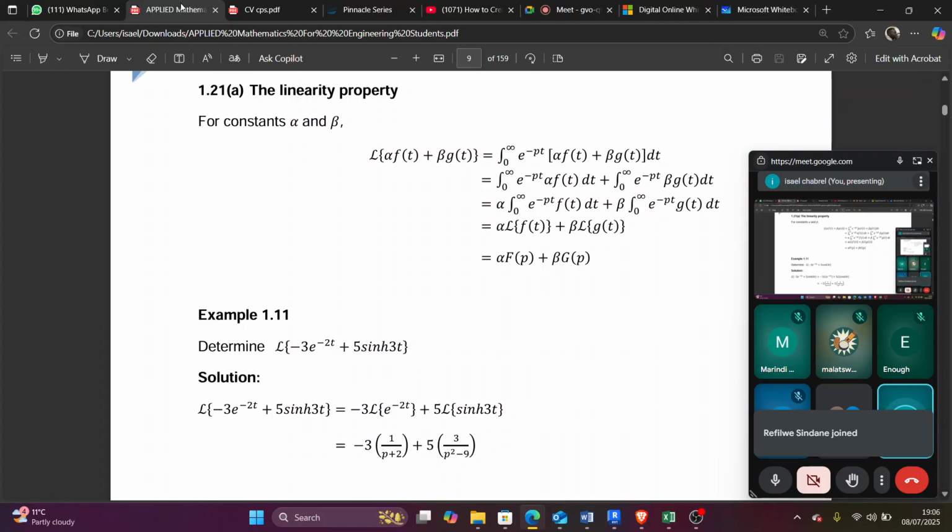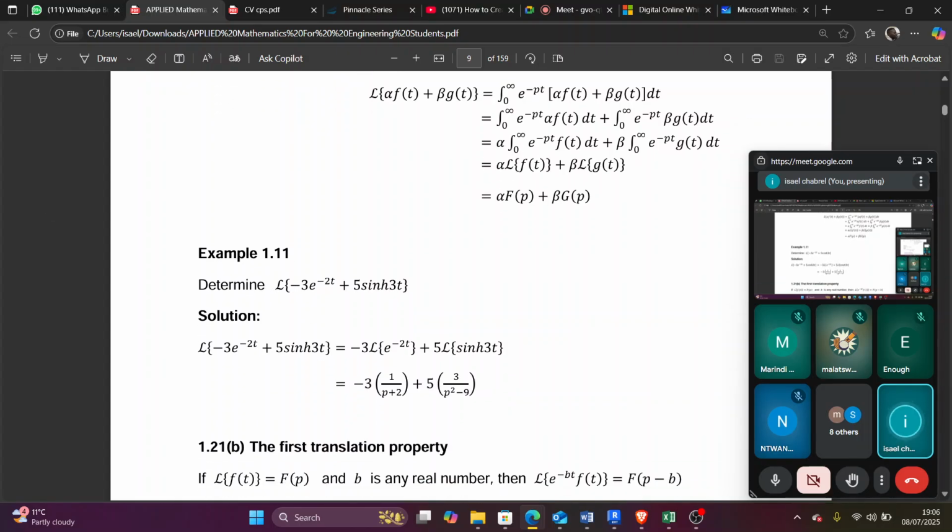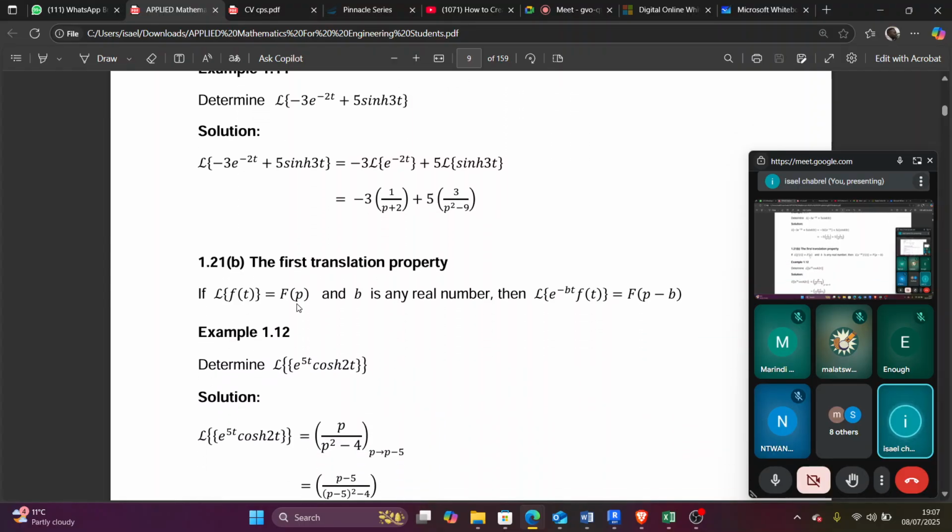Literally yesterday we did something like this. What we had to do was to write the formula and to solve the Laplace as simply as we could. And what I want us to do today is the first translation property.